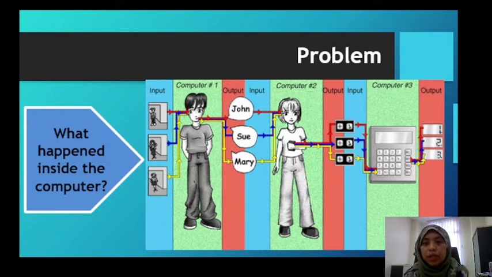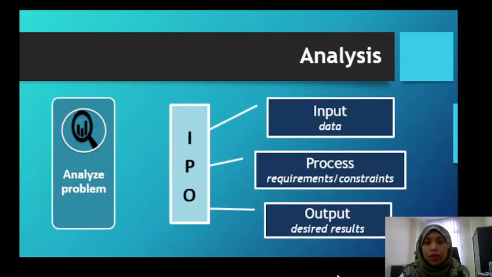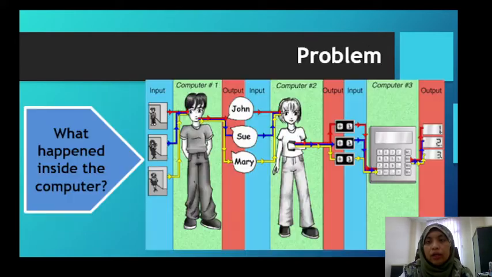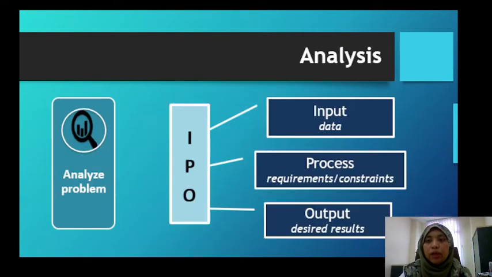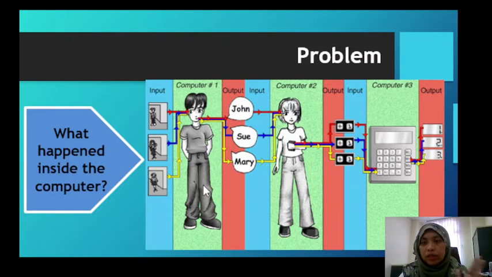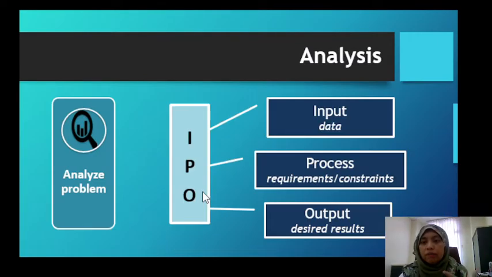So the process will be repeated until all the persons have entered the room. That's why the most important thing in problem solving is analysis. Analyze the problem using IPO, which is input: the data here, the name of the person, the number of persons entering. Then the process, which has the requirement, constraint or calculation. And the third one is O, which is output, to show the desired result.